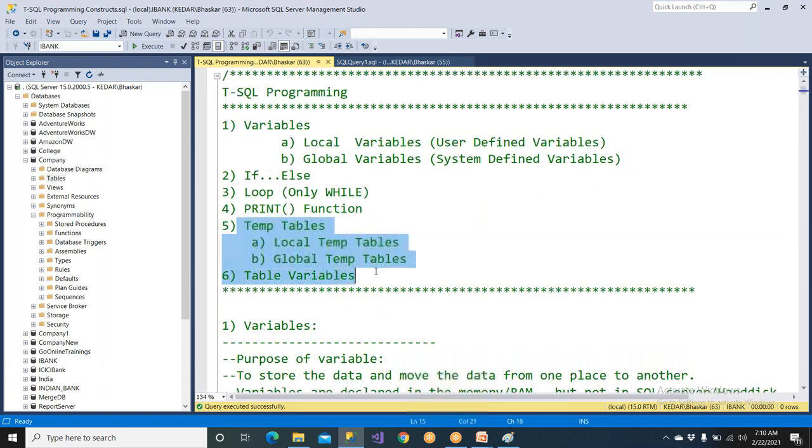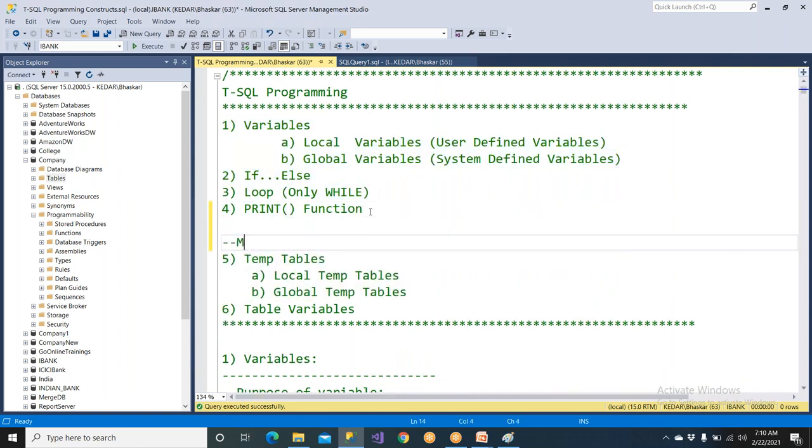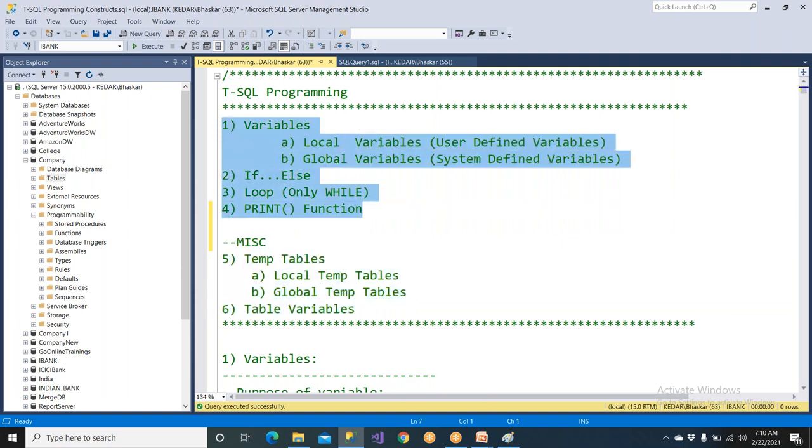Temp tables and table variables are two more topics that I wanted to cover. They are not part of T-SQL programming itself. These are extra miscellaneous topics that I wanted to cover, so they don't come under this. Programming here means only this kind of very basic stuff that T-SQL has.